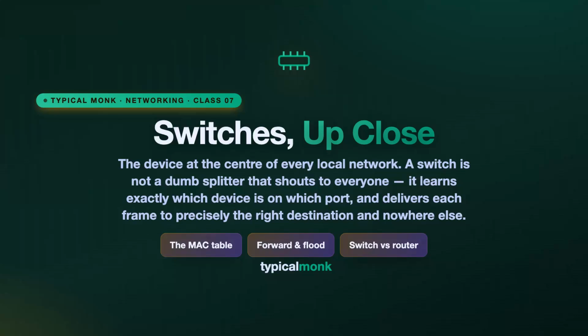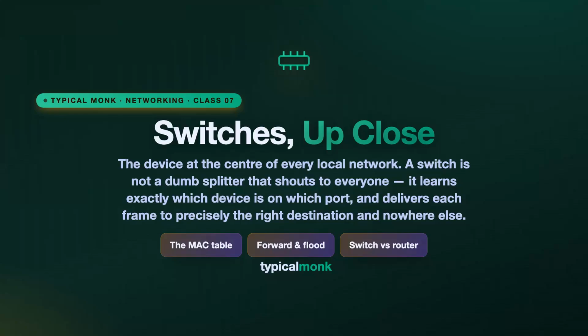Last class, we went down to the physical layer and looked at ports, the cables and connectors that carry your bits. Today, we move up one level to the device that sits at the very center of every local network and quietly makes it work, the switch. You've used switches your whole life, probably without a second thought.